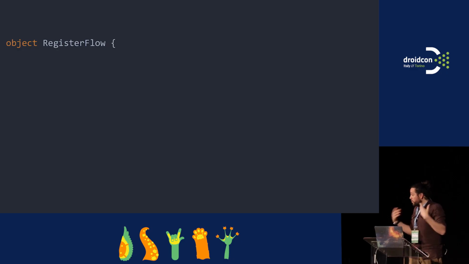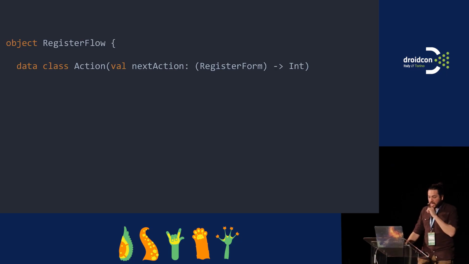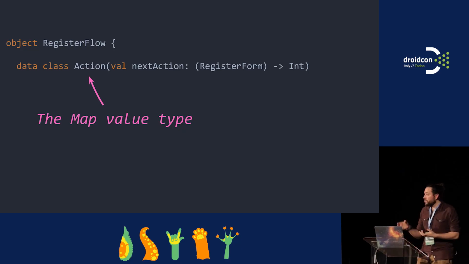Just now to show you real code and how it's implemented, you will see it's pretty simple. We have an object. You can do it any way you want. We decided to use an object, which is called, in this case, register flow. Then this register flow defines a data class inside that will define an action. So that will be the map value type, that is, the return type.